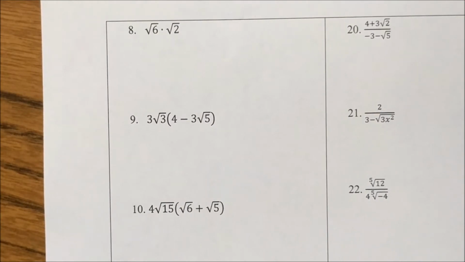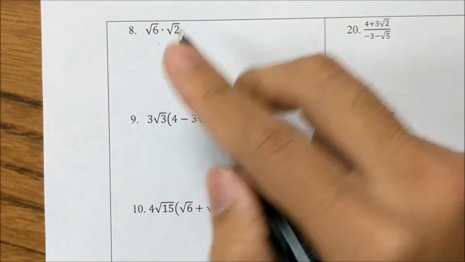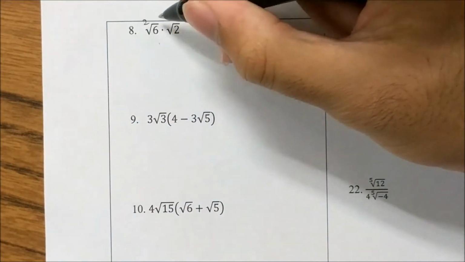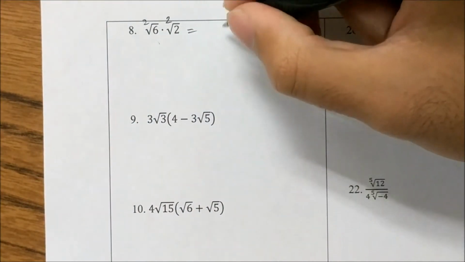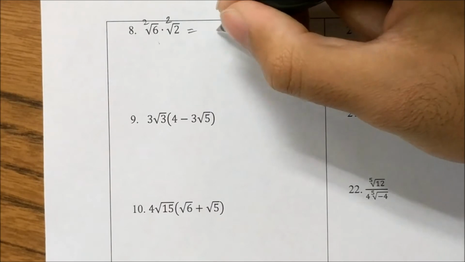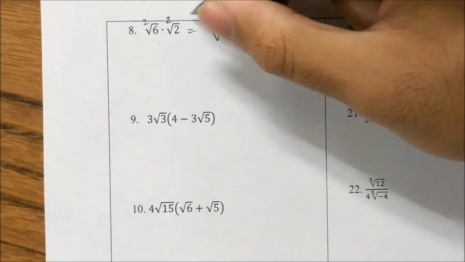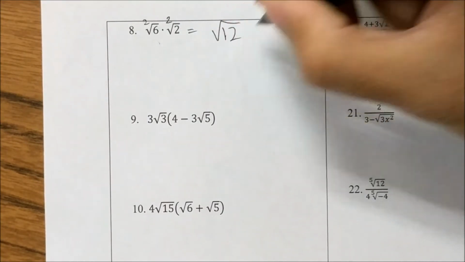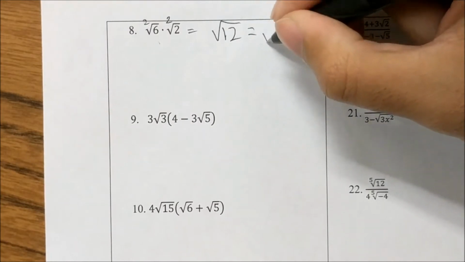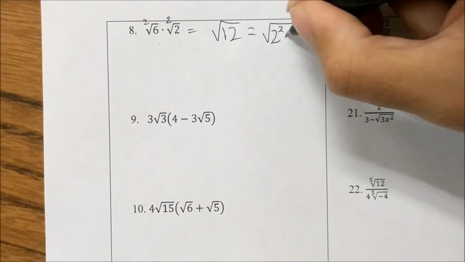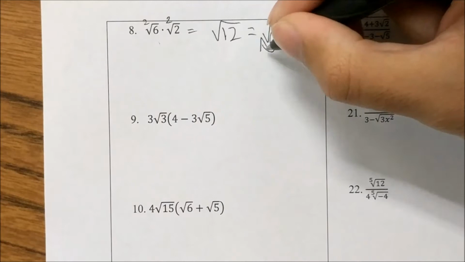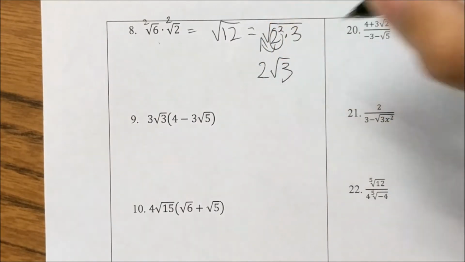Okay, so radical 6 times radical 2, we can multiply because they both have invisible index of 2. So you just keep the same index, and 6 times 2 is 12. But 12 can be rewritten as 4 times 3, and 4 is 2 squared. So we take the 2 outside, so 2 radical 3.